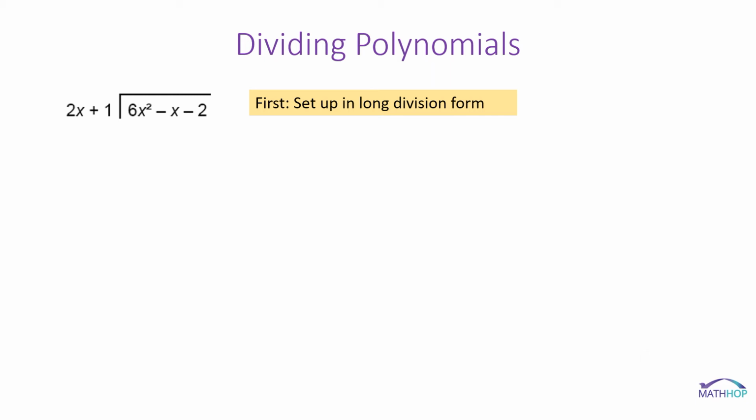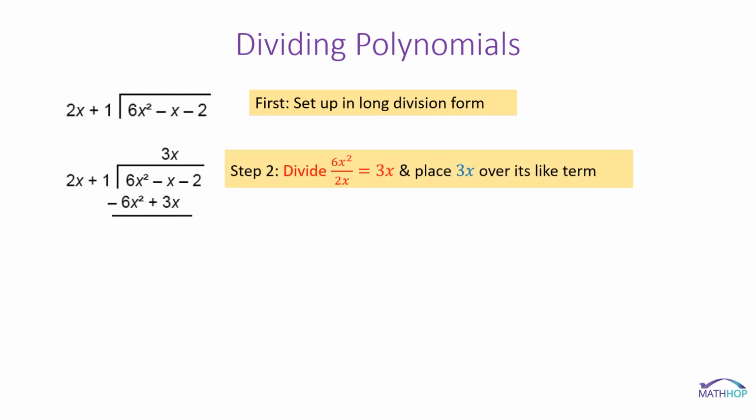Let's see what this all looks like and then talk about what we did. Okay, so we divided 6x squared by 2x, like I mentioned. We got 3x. So where did we place the 3x? We placed the 3x when we divided 6x squared divided by 2x. We placed the 3x over its like term. You have to position it over its like term. The next step, just like when we do long division normally, is to take what we got, the 3x, and multiply it by the divisor 2x plus 1.